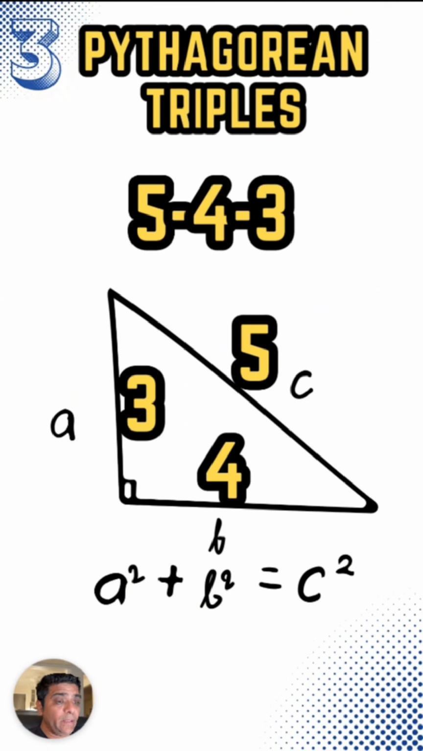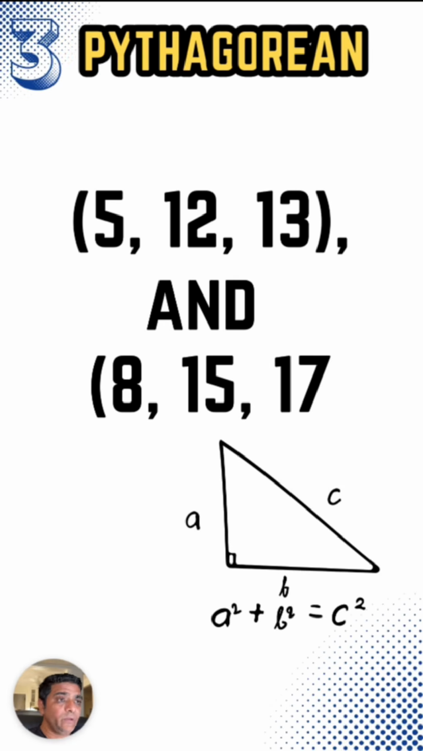Okay, not all Pythagoras theorems have triangles have Pythagorean triples, but there are some famous ones like 5, 12, and 13, 8, 15, and 17. As soon as you see these measures, these lengths, you can immediately say that these are the Pythagorean triples.